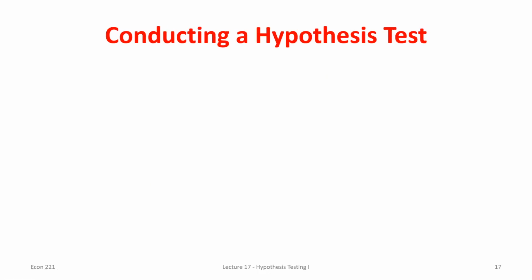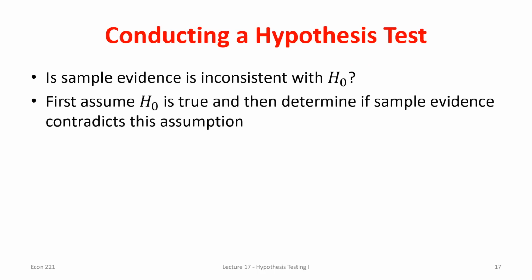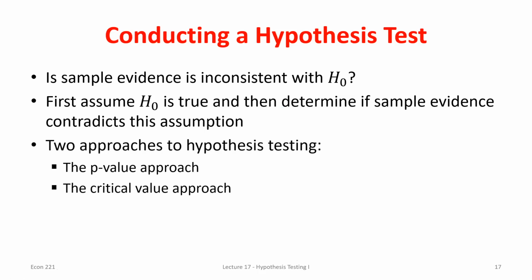Okay, so what are the full steps for conducting this hypothesis test? Is the sample evidence going to be inconsistent with my null? First we have to figure out what this null is, and if this null is true, determine where the sample evidence would be that would contradict it. So there are two approaches: the p-value and critical value approach, and I'll probably cover both of them today. First I'll go with the p-value approach, showing you how we do hypothesis tests for population means. Then I'll show you the critical value approach when we're doing hypothesis testing for population proportions.